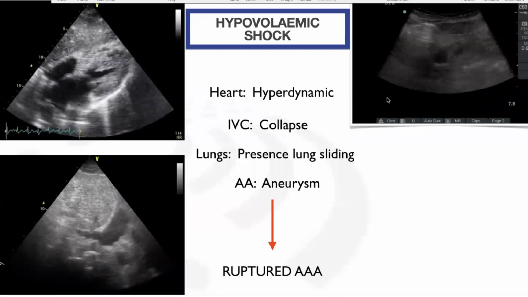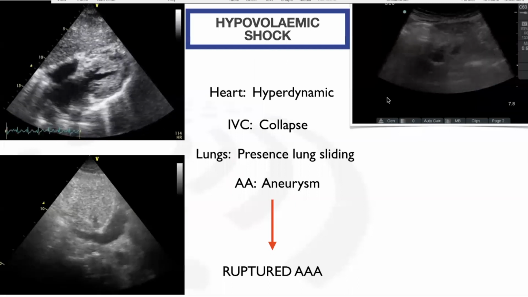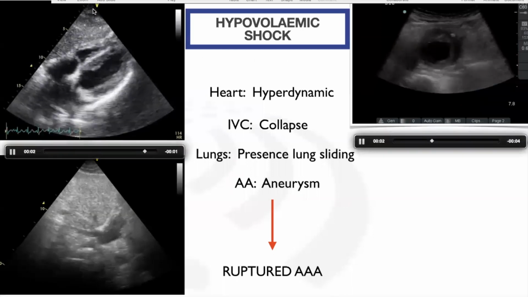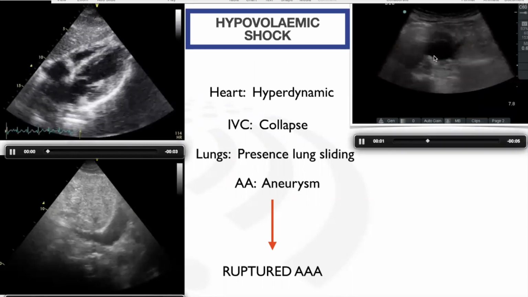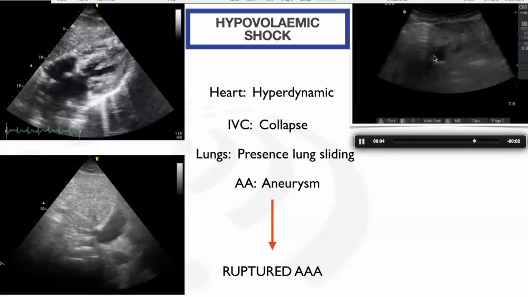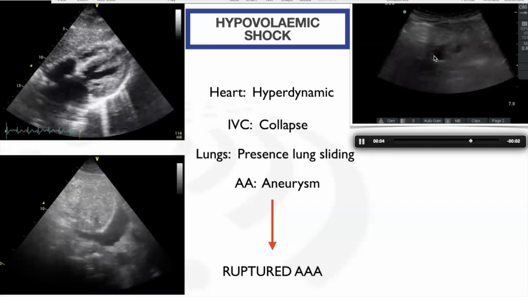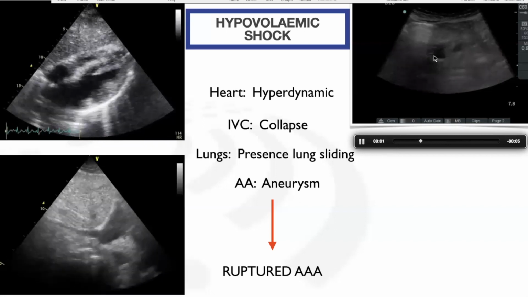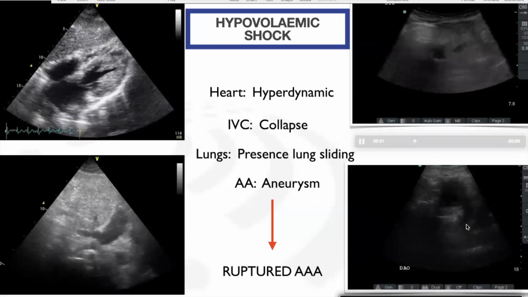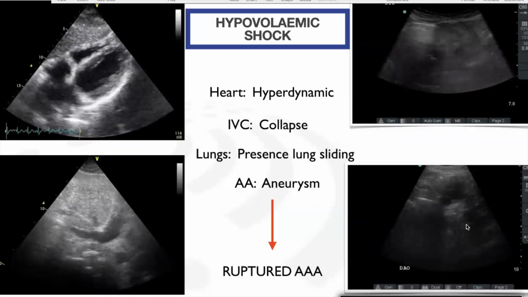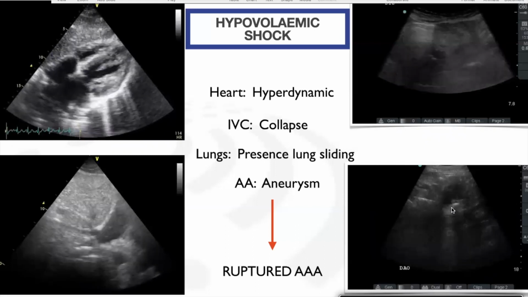Okay, this is another video showing possibility of ruptured AAA as the cause of hypovolemic shock. Again, the same thing. You can see a very hyperdynamic or hyperkinetic heart, kissing IVC, and presence of abdominal aortic aneurysm on assessment of the abdomen, suggestive that this is hypovolemic shock secondary to ruptured abdominal aortic aneurysm. Again, another video that shows abdominal aortic aneurysm. You can see there's possibly even a dissection because there's a false and true lumen.